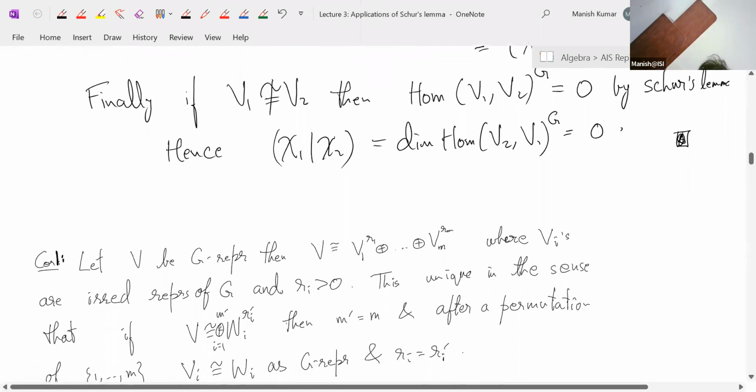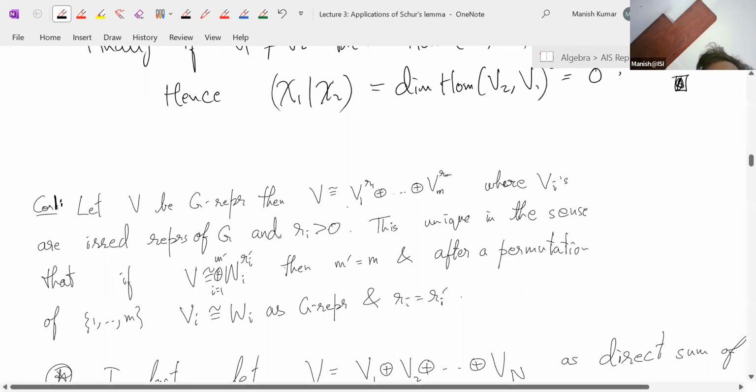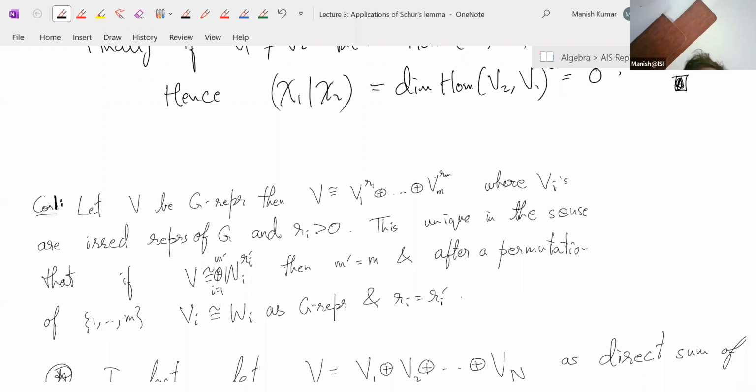So let's see some consequences of this. Now suppose V is a G-representation. Then we know that we can always write it as a direct sum of irreducible representations. Now we can show that the decomposition is also unique. So we can write it as V1 to the power R1 plus and so on up to Vm to the power Rm, where the Vi's are irreducible representations of G and the Ri's are numbers greater than 0. I collect those which come with multiples, so maybe there are 2 copies of V1, 3 copies of V2, and so on. You can always club these together and write it this way.